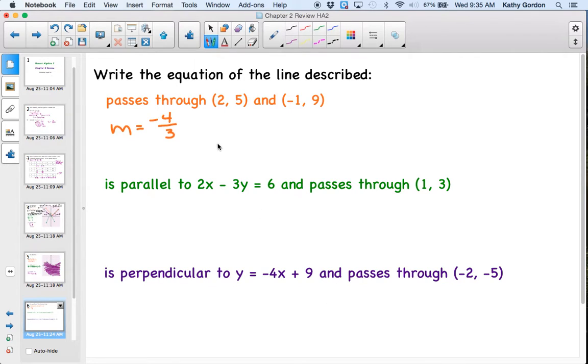Okay, so Anna's suggesting that we plug it into this. Right, so we know the slope, we know the m right now. And then she's saying if I pick one of the points, does it matter which one, Anna? No. So I can pick whichever point I want because both of them are supposed to be on this line. So pick the one that looks easier.